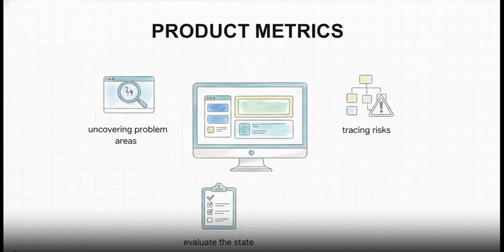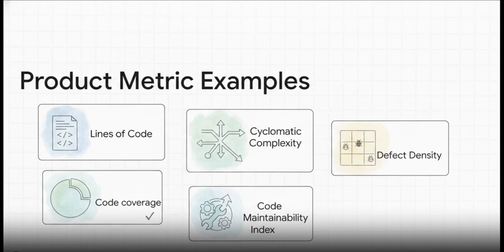First up, we've got product metrics. These are focused 100% on the software itself, the actual thing being built. They help you gauge its quality, they help you identify potential risks, and they let you spot problem areas before they grow into huge headaches. What's really interesting here is the range of these things.